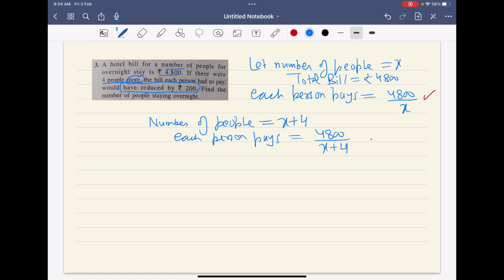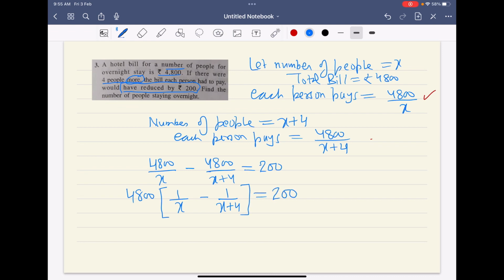So now let us frame the equation, which goes like this: 4,800 upon X minus 4,800 upon X plus 4 gives 200. Okay, because that's what the question says. Now let us take 4,800 common. That's one step which I would suggest you should use, because if you take the LCM without taking common, it will become a bit complicated in terms of solving. By taking common we can reduce the working of calculation.